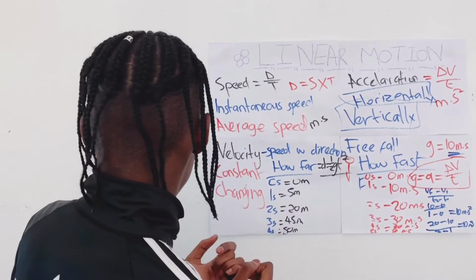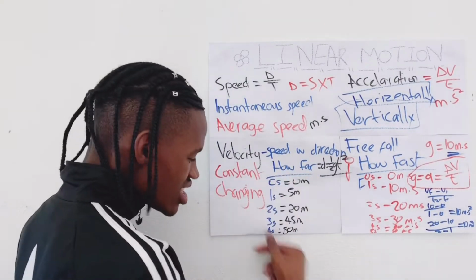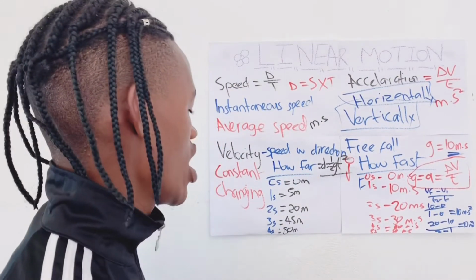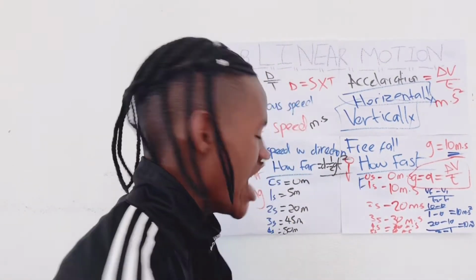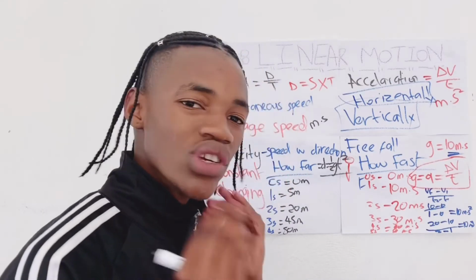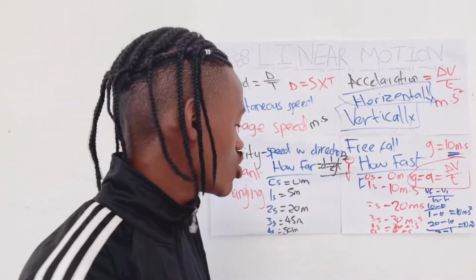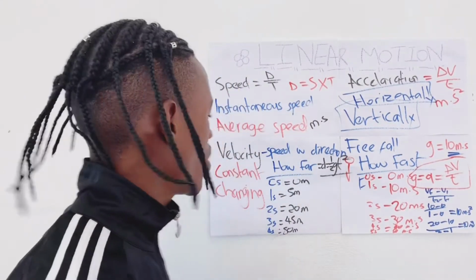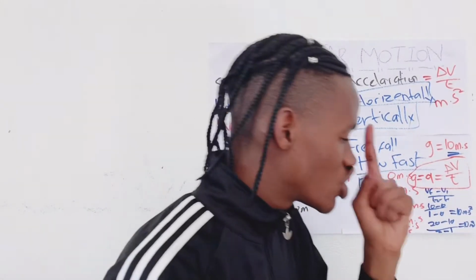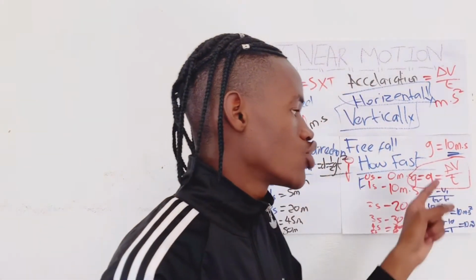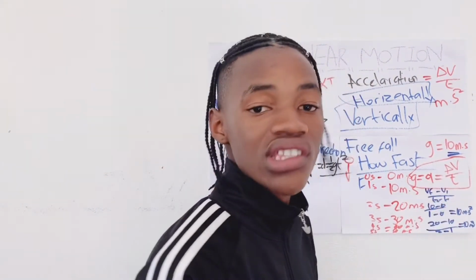And then you get your 80 meters. So this tells us how far your distance changes for each and every second. And then whenever you are calculating how fast, you just know that you need to use change in v over t.